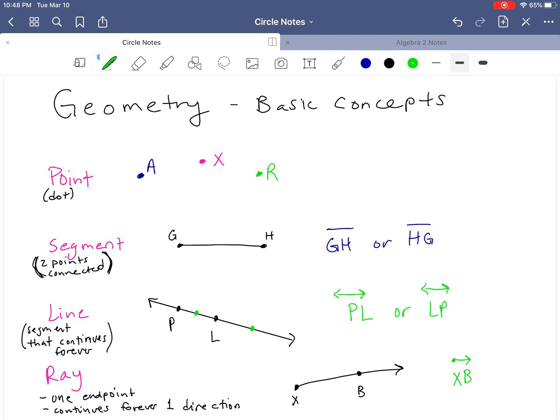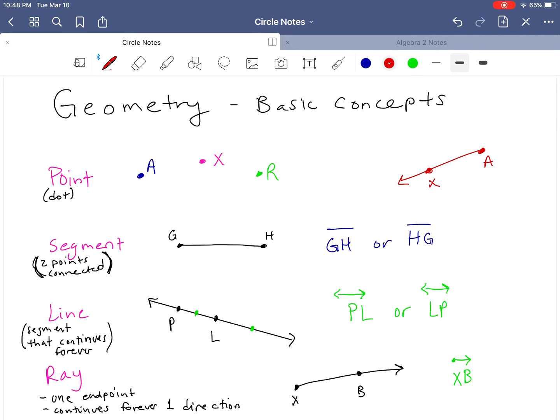So notice there's a dot and an arrow. Now, the one thing I will say about rays is that order matters when you name them. So all the other ones, the order doesn't matter, but a ray, it does. You always want the endpoint letter to come first and then the other letter to come second. Okay, so if I were to draw another ray up here, maybe I'll do it in red. So I could have my ray going this direction.